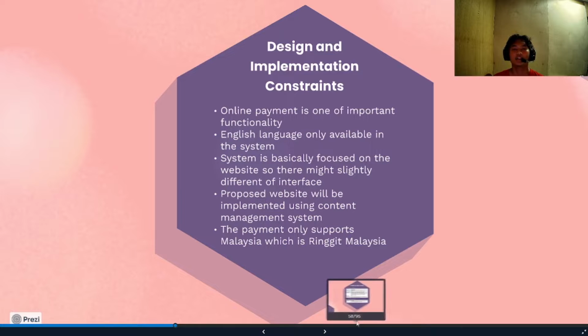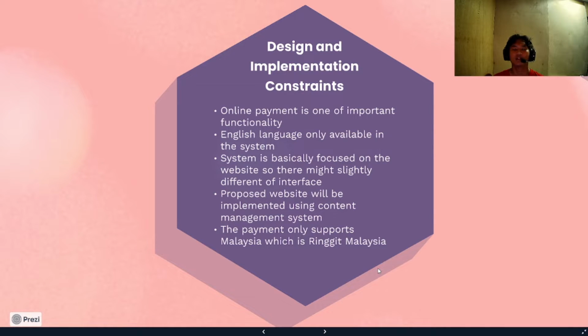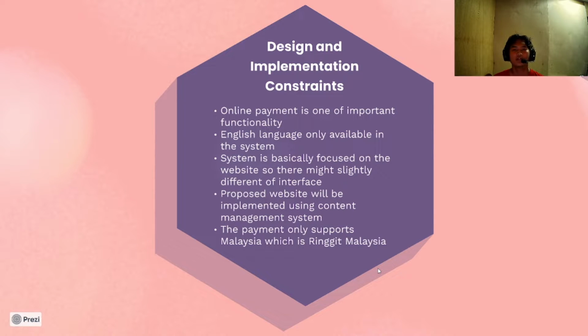Next are design and implementation constraints. For our system, online payment is one of the important functionalities, but our system is only available in English language. The system is basically focused on the website, so the interface might be slightly different. The website will be implemented using a content management system, which is Wixsite, and the constraint is that it only supports the Malaysian currency, which is Ringgit Malaysia.